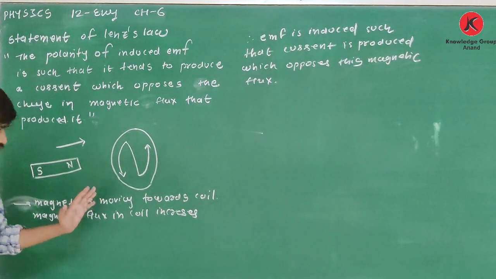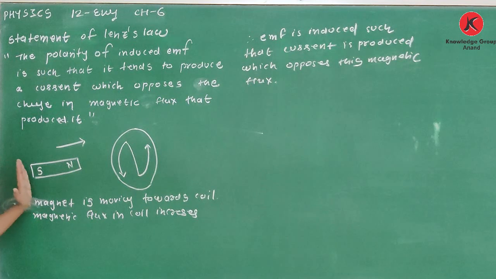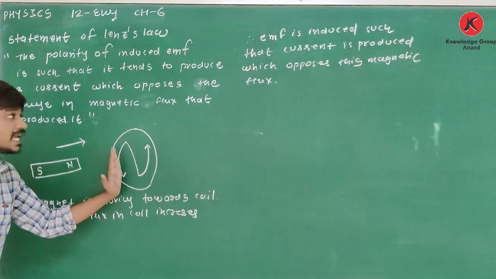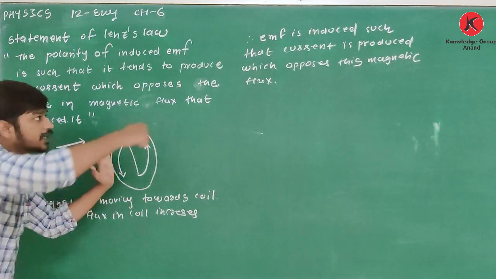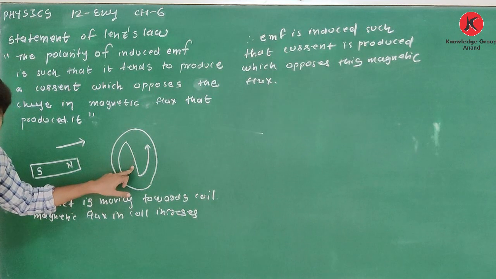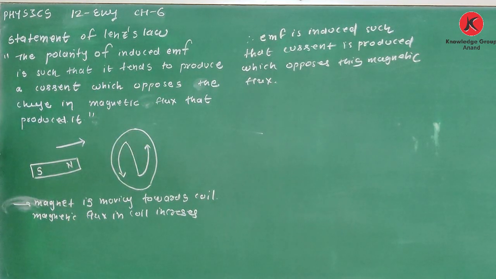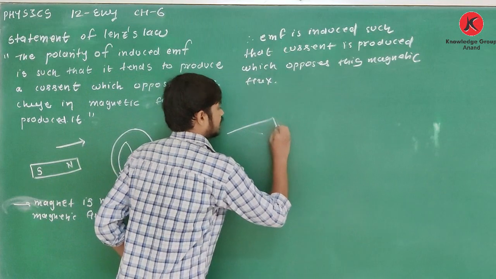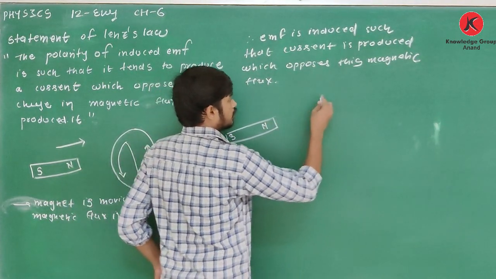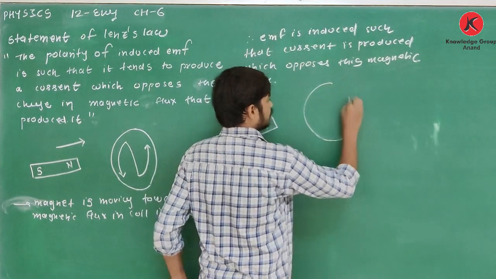Initially, what is the cause? The cause is that magnetic flux increases, and due to that cause, EMF is induced such that it opposes this magnetic flux. Means now current is induced such that it opposes the increasing flux. Clear about this?